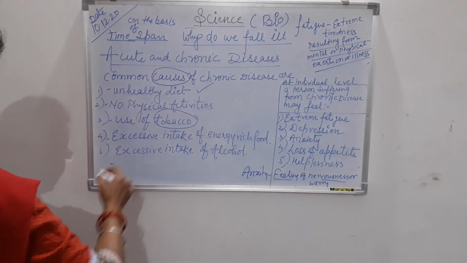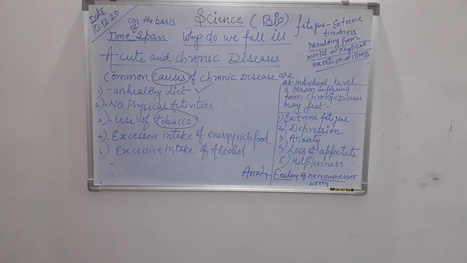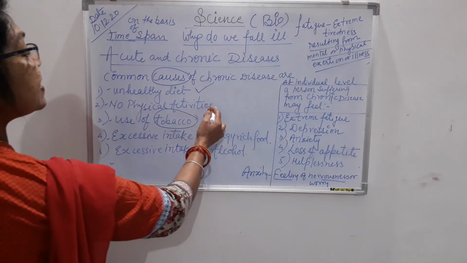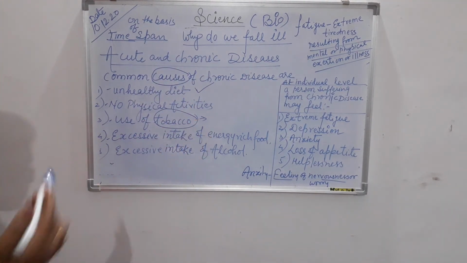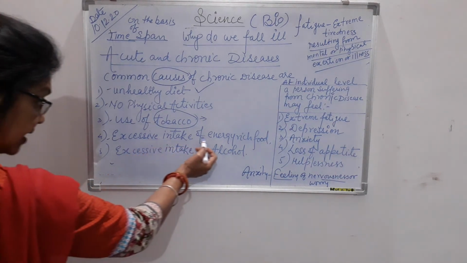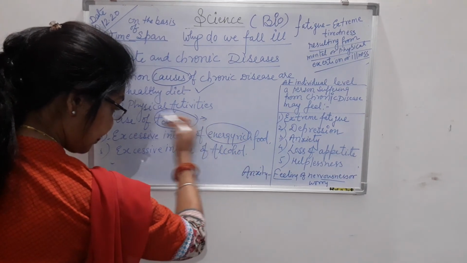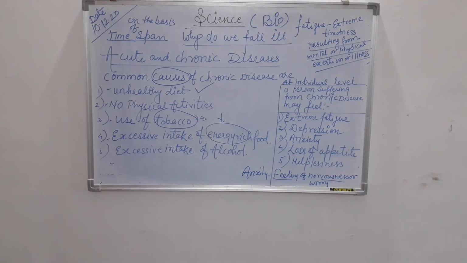Now, children, I will tell you some common causes which are responsible for chronic diseases. Number one, an unhealthy diet. What is unhealthy diet? A diet which does not contain essential nutrients which are very important for proper functioning of the body. Number two, no physical activities. Number three, use of tobacco, means chewing tobacco and taking tobacco in the form of smoking. Excessive intake of energy-rich food. Energy-rich food means the food which contains lots of carbohydrate. And the last is excessive intake of alcohol.